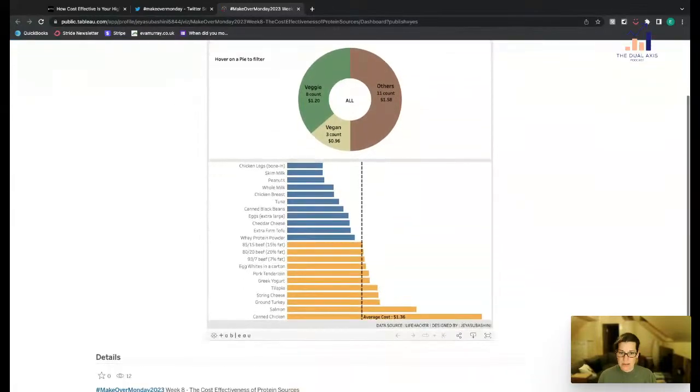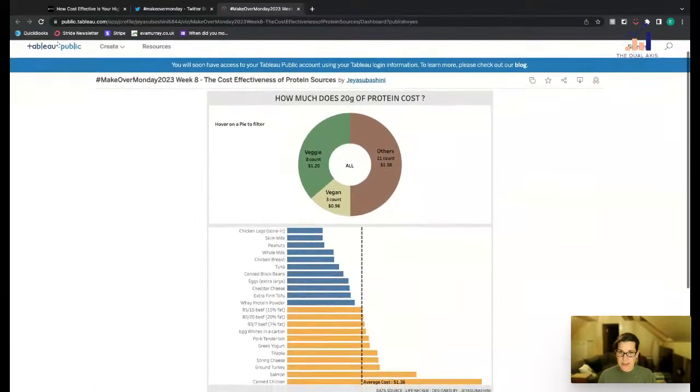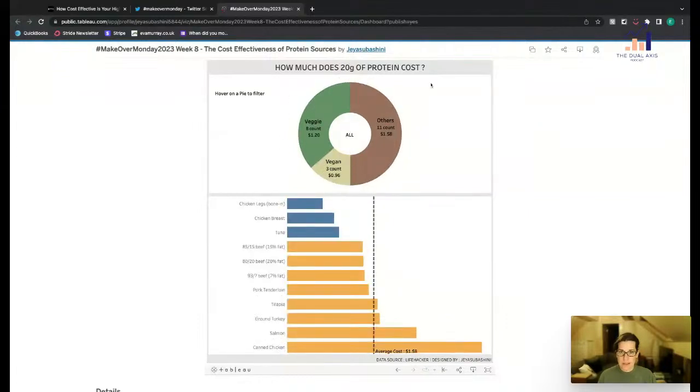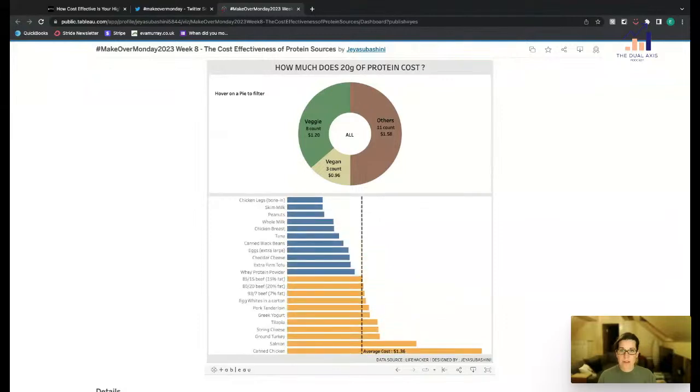JS Subashini, I think. How much does 20 grams of protein cost? Hover on a pie to filter. What's the pie? Veggie, vegan, others. So this needs to be explained more. The data set is fairly small, right? It's not all the potential things you could buy, all the foods. So you could just say, there are different types of vegetarian, vegan, and non-vegetarian sources that contain protein.